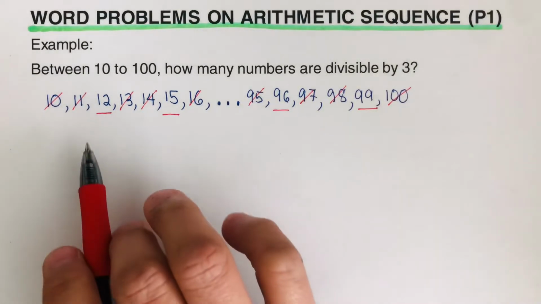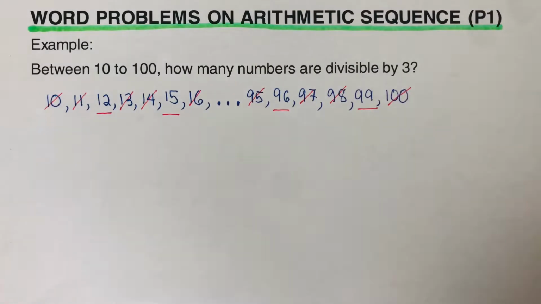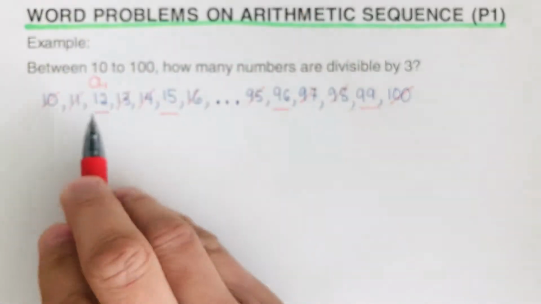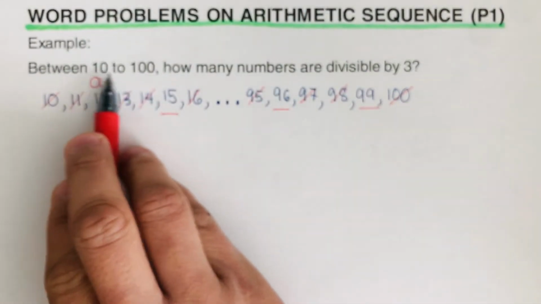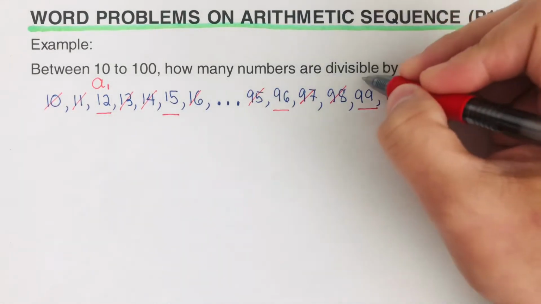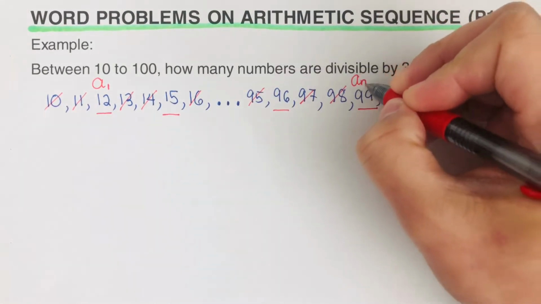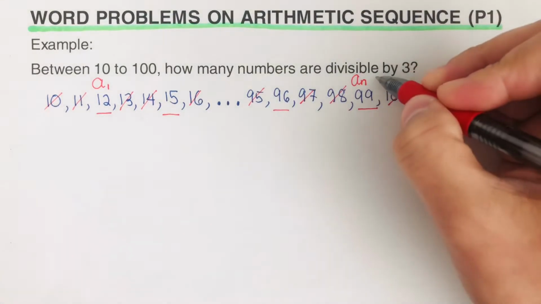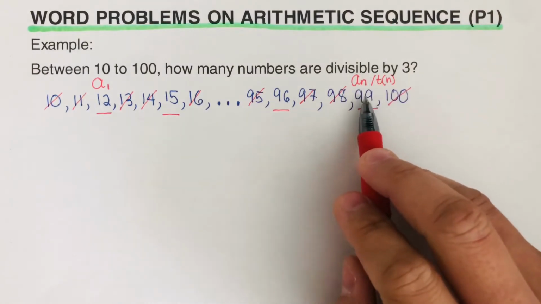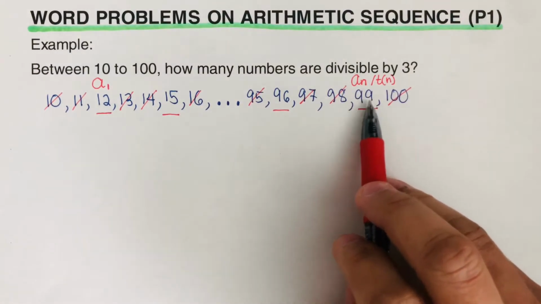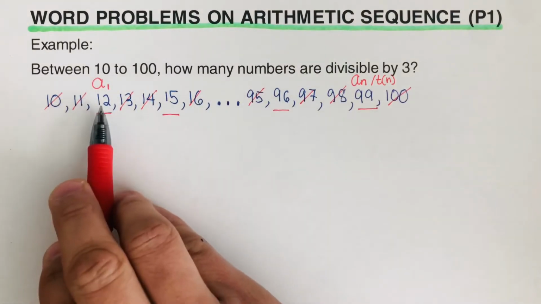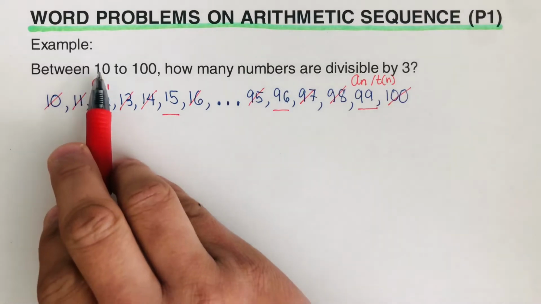Once we figured out these numbers, we can label our 12 as a sub 1. We represent this as the first term between 10 to 100 that's divisible by 3. And the 99, we can label as a sub n. Some books use a sub n, others use t of n. It doesn't really matter; these are just variables that we assign. So 99 is our last term between 10 to 100 that is divisible by 3, and 12 is the first term that is divisible by 3.